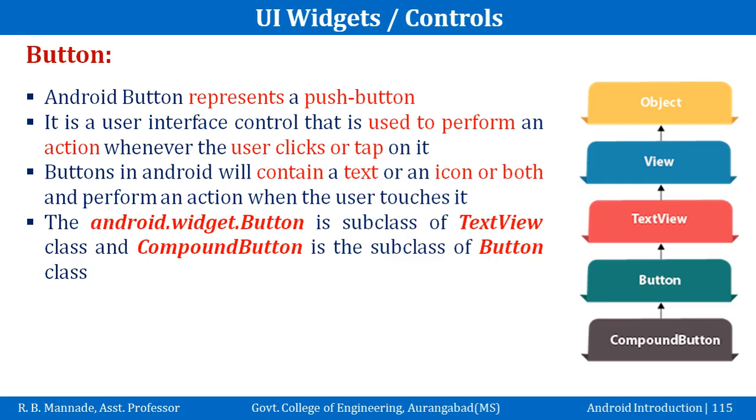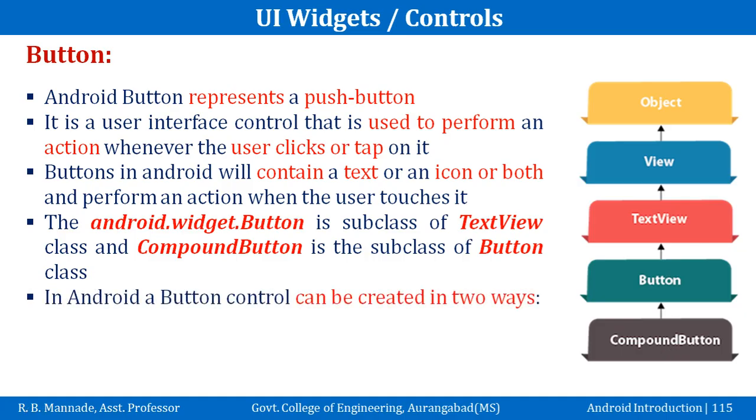In Android, the button control is a subclass of TextView, and CompoundButton is a subclass of the Button class. TextView is again a subclass of View, and View is a subclass of Object. So this is the class hierarchy of the UI controls, or particularly for the button controls. In Android, a button control can be created in two ways. Not only button, but almost all controls can be created in two ways.